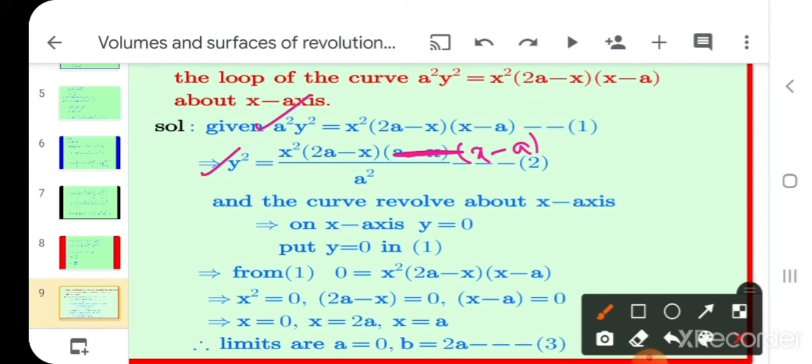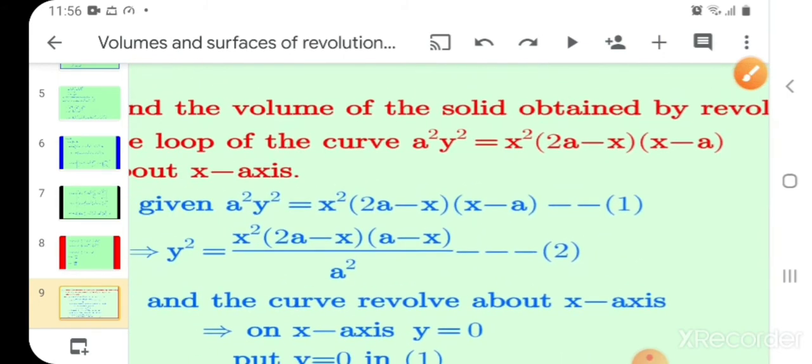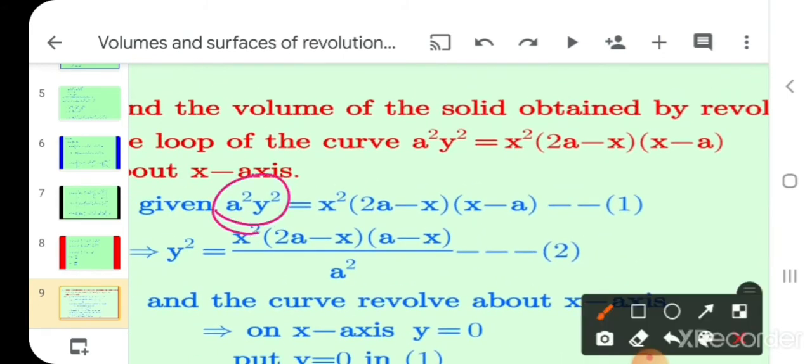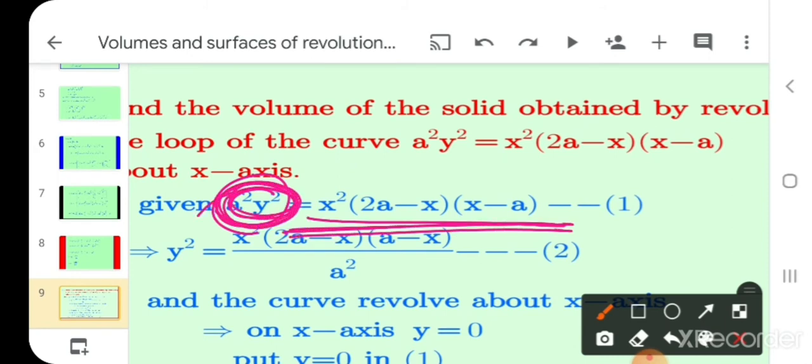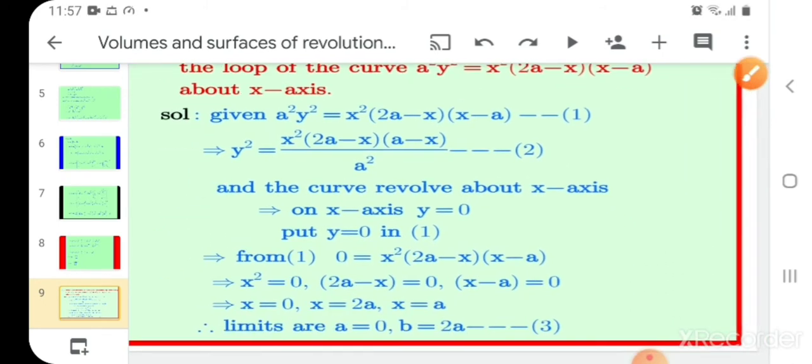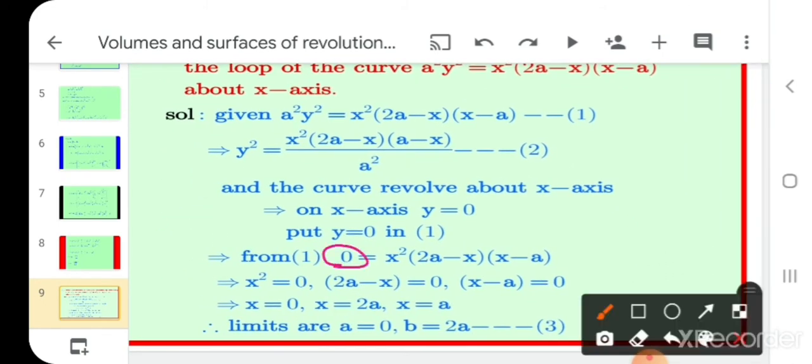Limit values. On the x-axis, we know the value of y. What is the value of y? y equals 0. So I substitute y equals 0 in 1. What is 1? This is 1. Here I put y equals 0. Then the LHS becomes 0. Then what is the remaining term? x square into 2a minus x into x minus a. The LHS is 0 and the remaining term is 0. That implies x square into 2a minus x into x minus a equals 0.